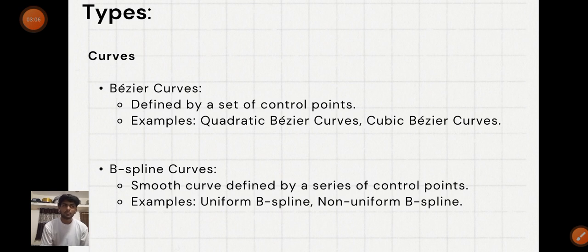So Bezier curves are one of the most commonly used techniques. They are defined by control points and used to create smooth curves. There are two main types of Bezier curves: quadratic Bezier curves and cubic Bezier curves. The quadratic Bezier curve is defined by three control points. The formula is B(t) = (1 - t)^2 P0 + 2(1 - t)t P1 + t^2 P2. The cubic Bezier curve is defined by four control points and its formula is B(t) = (1 - t)^3 P0 + 3(1 - t)^2 t P1 + 3(1 - t)t^2 P2 + t^3 P3.